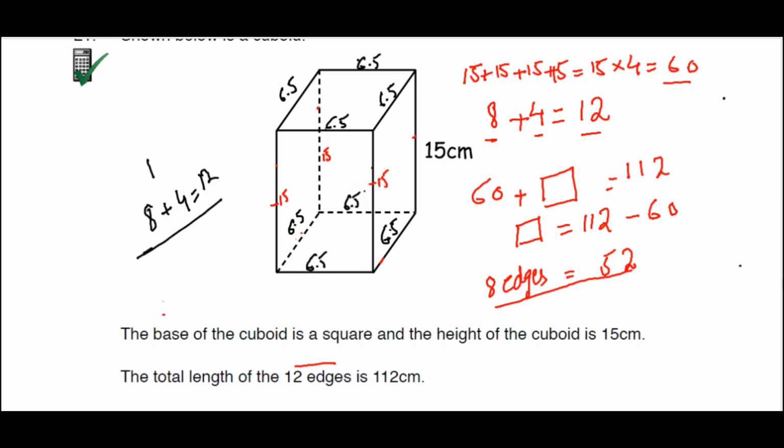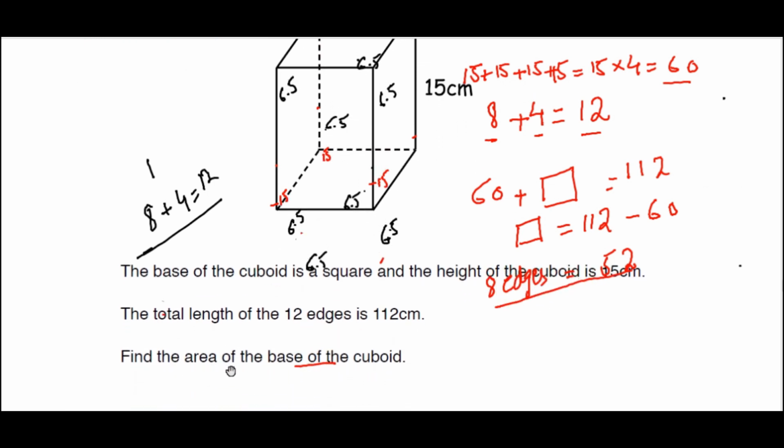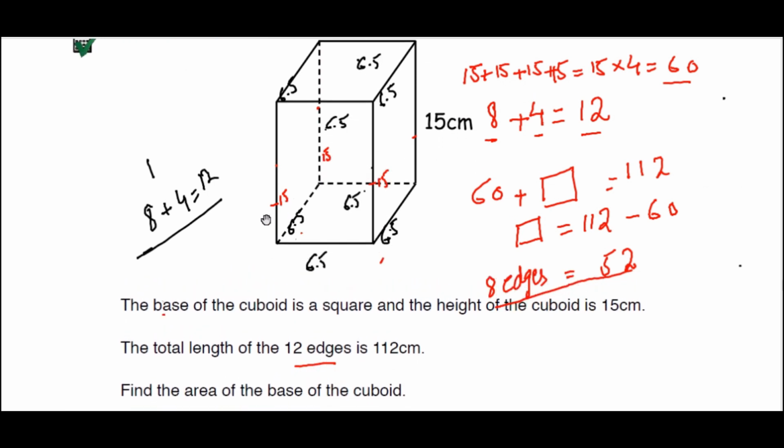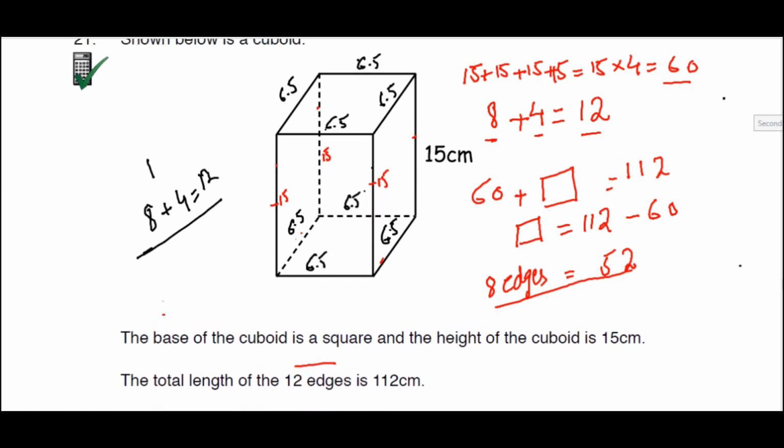Let's read the question again. What they're asking us is to find the area of the base of the cuboid. Okay, the base of the cuboid. Where is the base of the cuboid? This is the base, you know, this one, this one, this one, this one. So this one is the base of the cuboid. This is a square. You can see that this is a square and all sides are equal in this, so that's why this is obviously a square. And they also told you in the question that the base of the cuboid is a square.